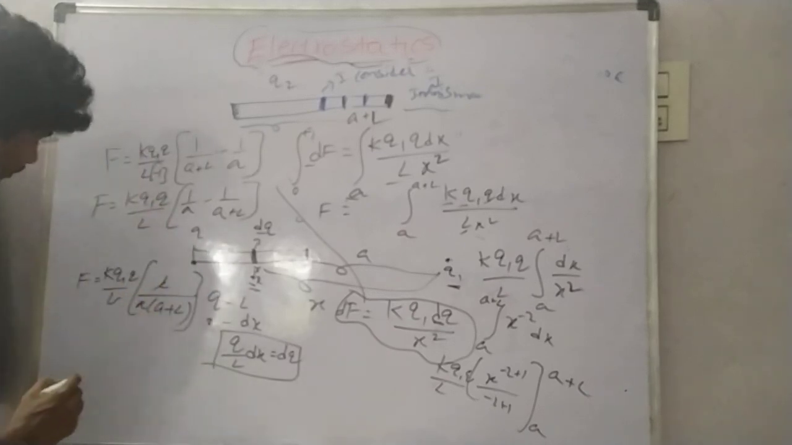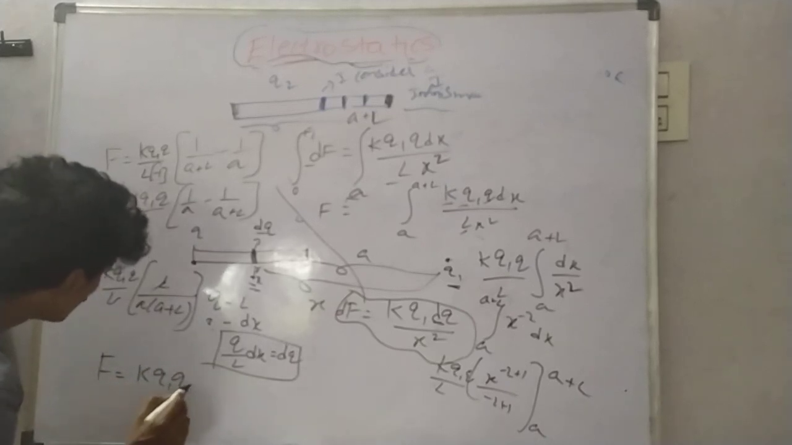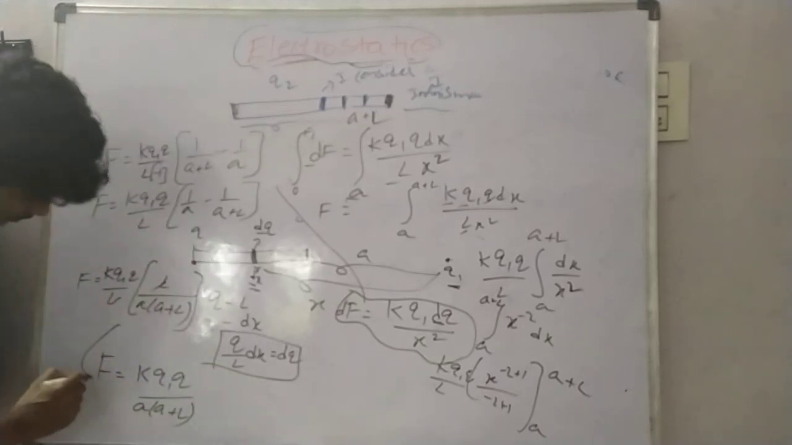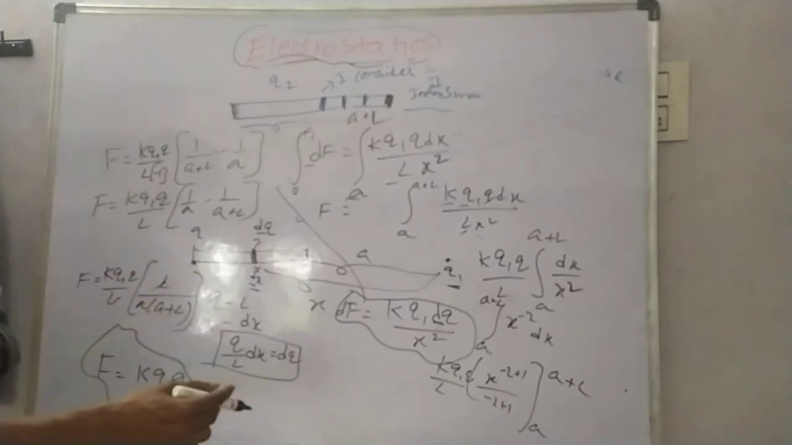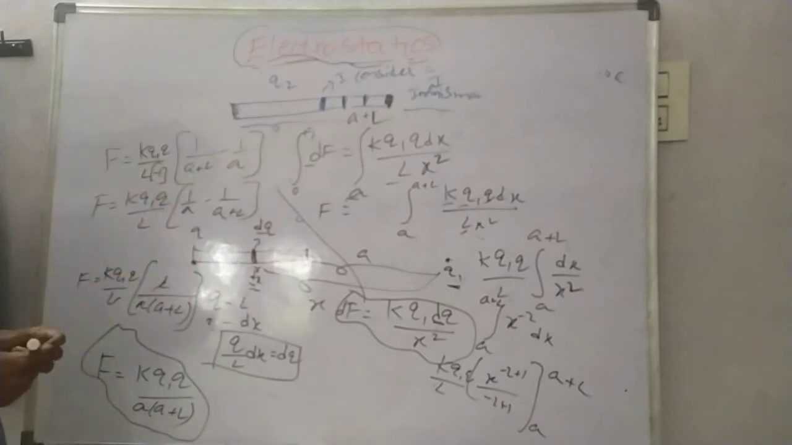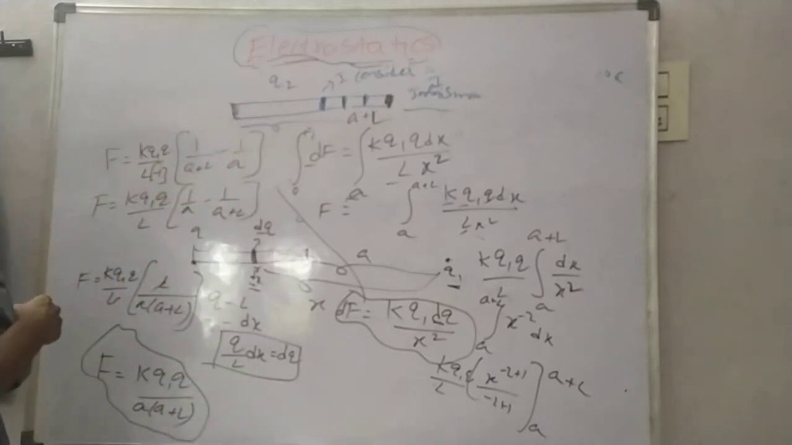So this L gets cancelled. So the total force between these two charges will become k into q1 Q by a into a plus L. See? So this is the total force, not F is equal to k q1 Q by r square. We need to consider the two point charges and then solve this question. So this is the end of the lecture. We will continue in our next class.